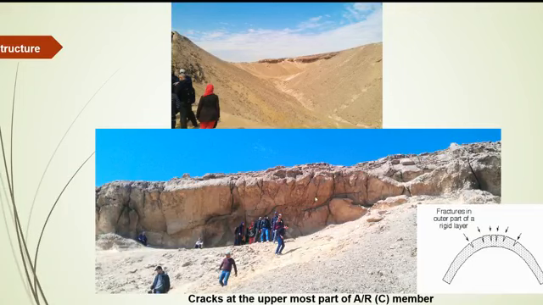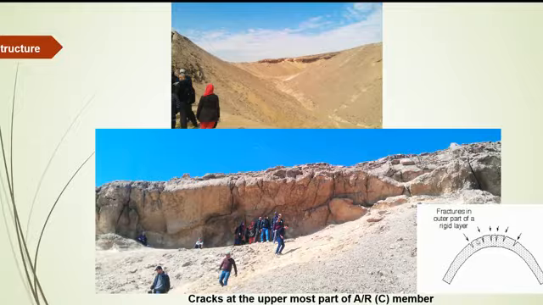As we know, folding in brittle, hard rocks results in the formation of fractures. Here are small folds that appear clearly in the field for the Abu Rawash C member, for the limestone in the Abu Rawash C member. Here's an anticline, by the way. Anticline in limestone member causes the formation of fractures along the crest of the anticline.